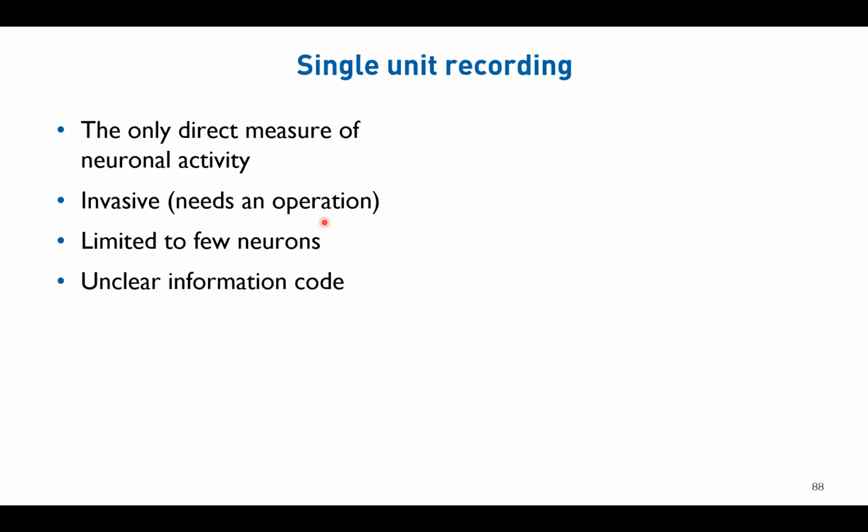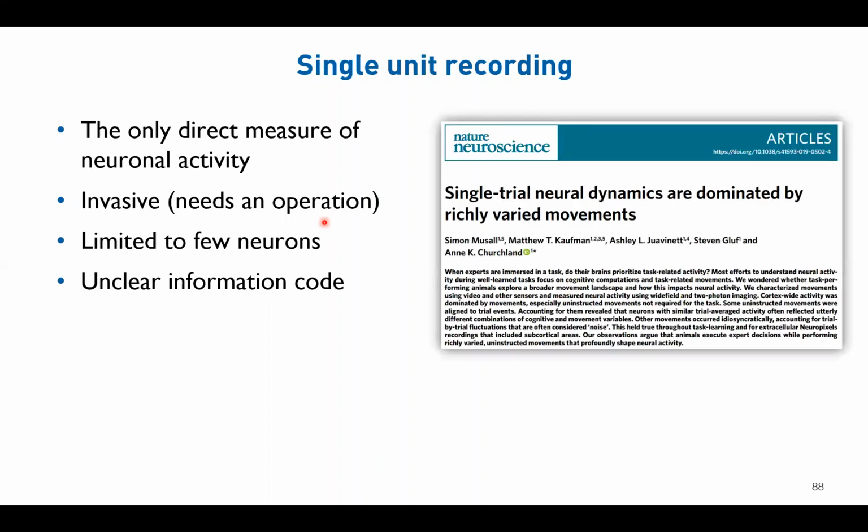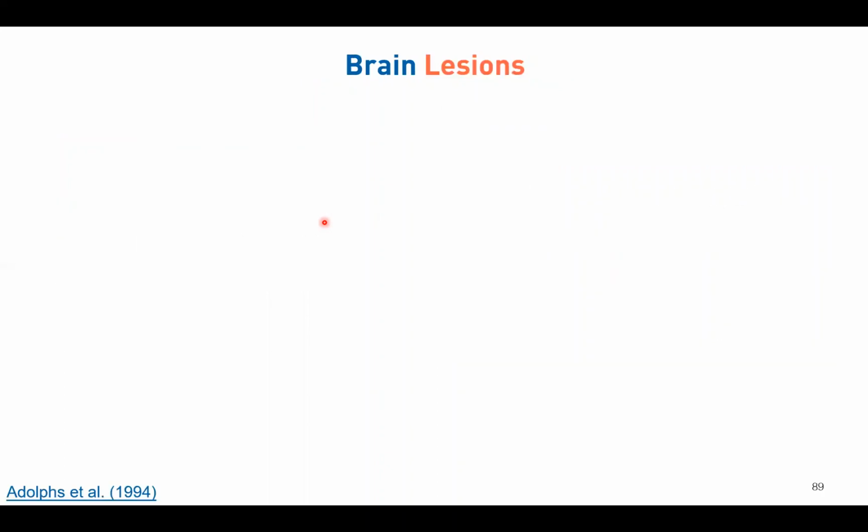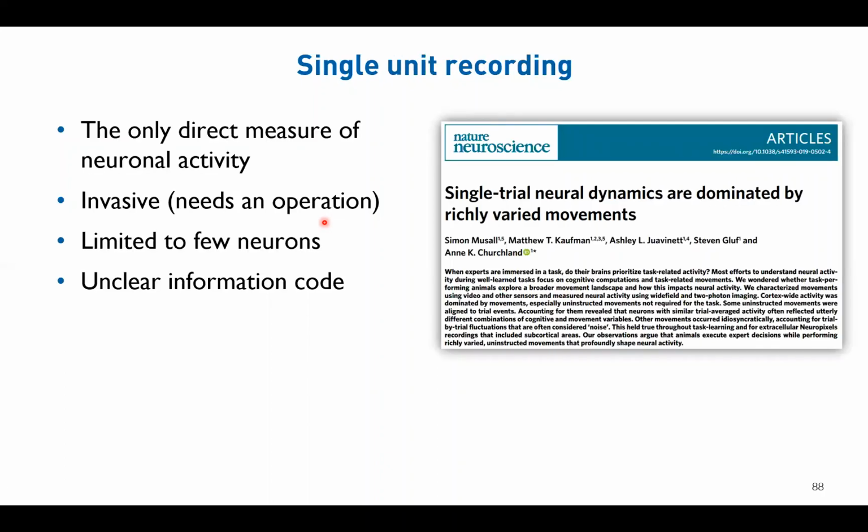It can also be unclear how information is coded. Anyway, there is a review paper. To talk about the methodology, single trial neuron dynamics are dominated by richly varied movements. This is a very interesting study that uses single neuron recording to study movements during experiments, and also some spontaneous movement. This is also very interesting to read. The paper is from last year, I think.